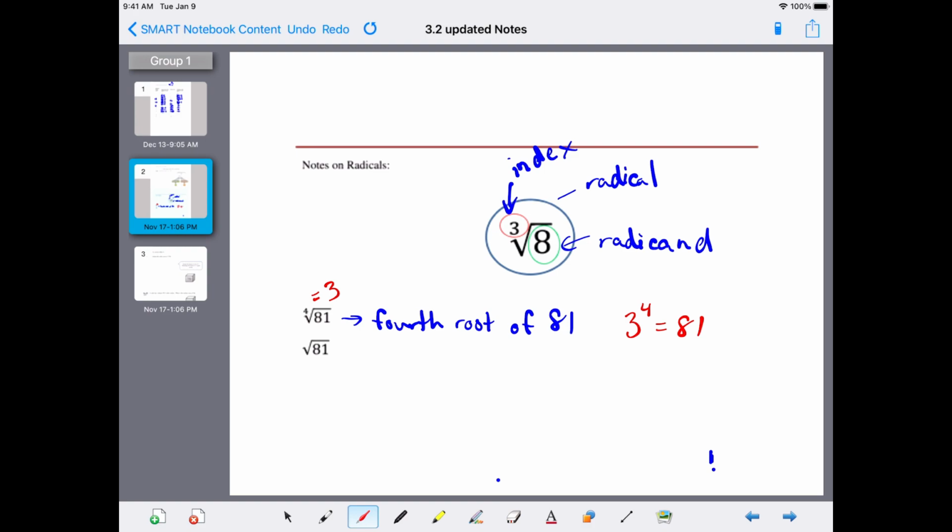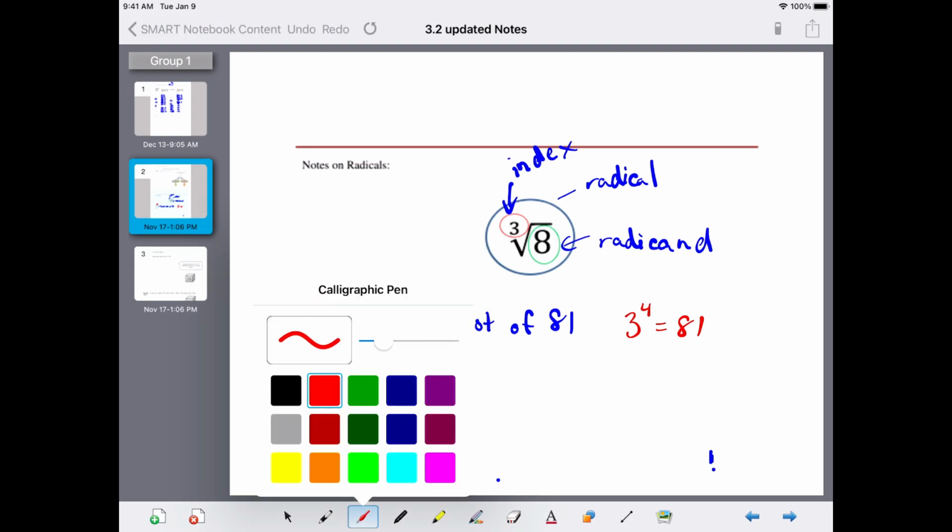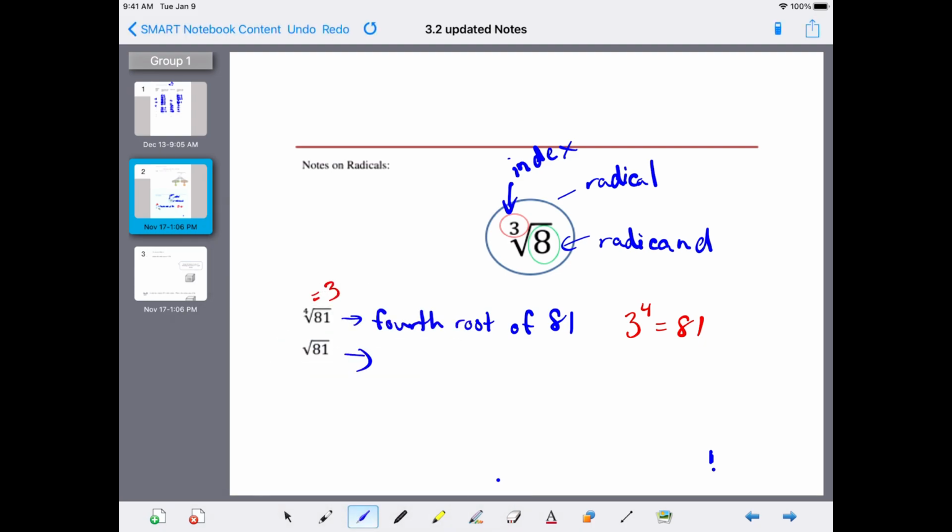So why is that the case? Because 3 to the exponent 4 is equal to 81. So in other words, 3 times 3 times 3 times 3 is equal to 81. The next one you should be familiar with. We know that that's just the square root of 81. And we know that the square root of 81 is just equal to 9, because 9 times 9 is equal to 81.